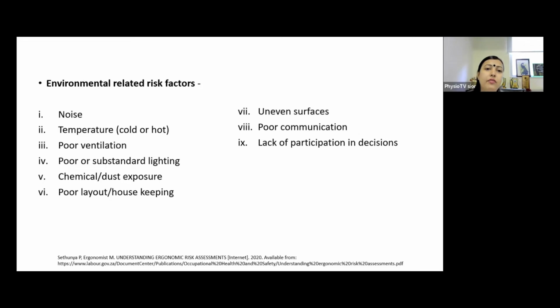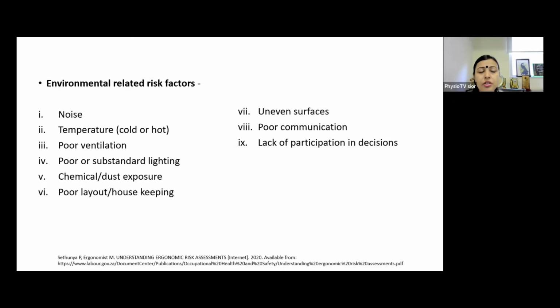So lastly, in the same way, we have some environment-related risk factors. That is noise, temperature, too hot or too cold an environment, working in extreme temperatures, poor ventilation, poor or substandard lighting, chemical or dust exposure over a prolonged period of time on a daily basis, poor layout or housekeeping, that is not taking care of basic hygiene, uneven surfaces. If you have to travel a lot from one point to another and the surfaces are uneven, that can also pose a hazard or environmental risk factor.